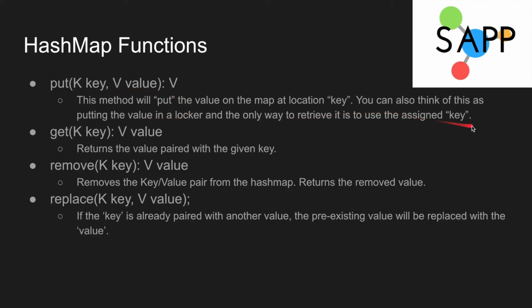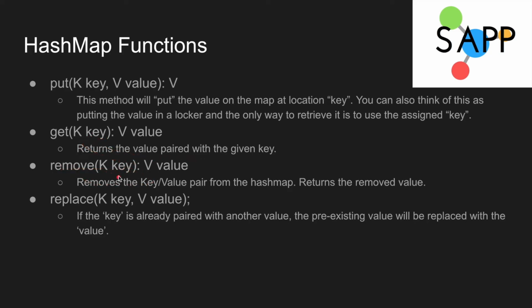And here's my locker room analogy. You can think of this as putting the value in a locker, and the only way to retrieve it is by using this key. Next is the get method. This is how you actually retrieve it from the map. This is kind of like reading the map. If you have a map, then this is like going on the map and going, okay, let's find a key, and then they find location key, and they just get whatever is there. So that's pretty easy. It just returns the value that is paired with this key.